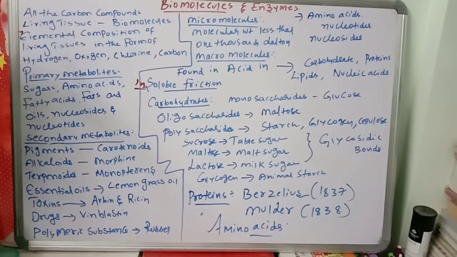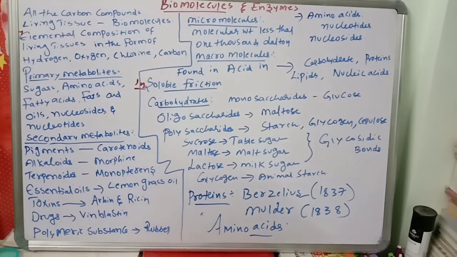So we are going to discuss carbohydrates. What is the composition of carbohydrates? Carbon, hydrogen, oxygen. There will be different types of carbohydrates, right? Monosaccharides, disaccharides and polysaccharides. First, what are the examples of monosaccharides? That one we will discuss.